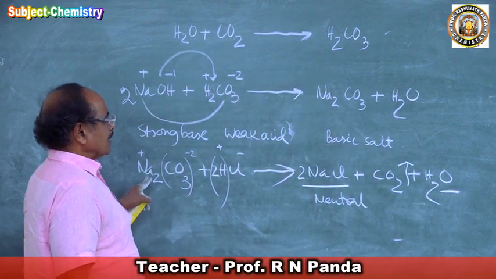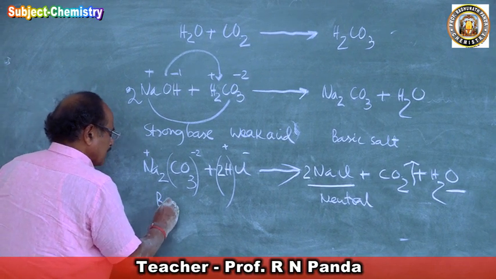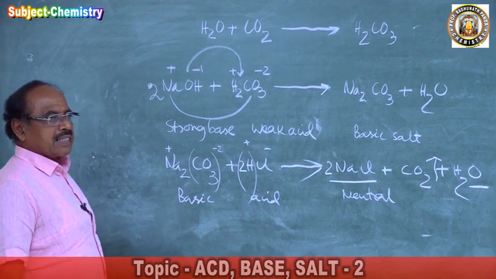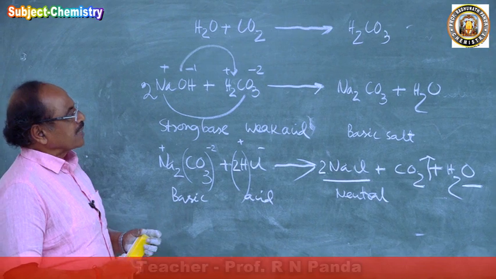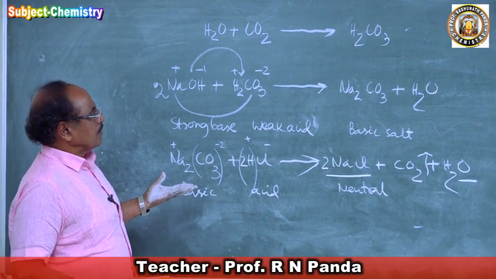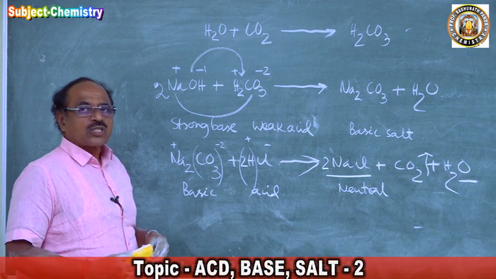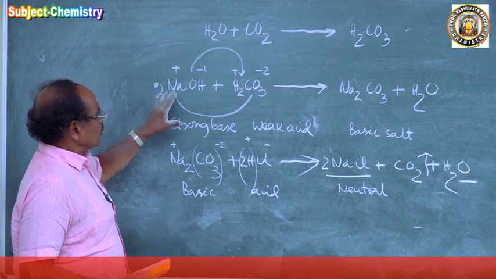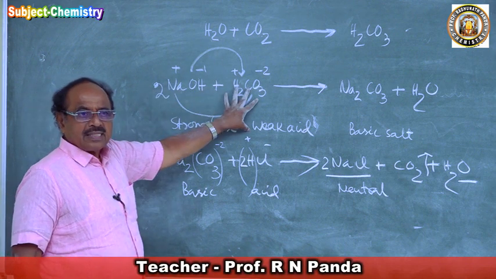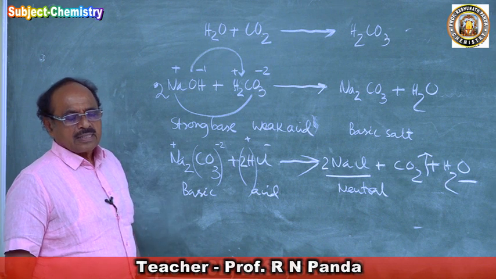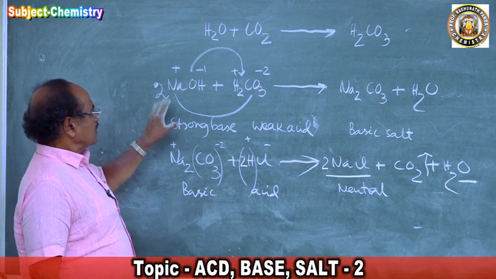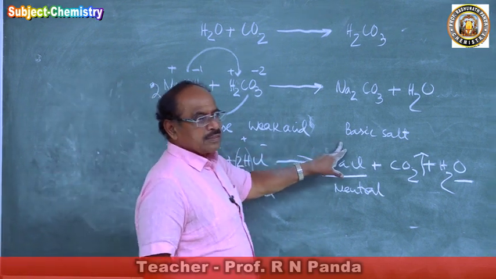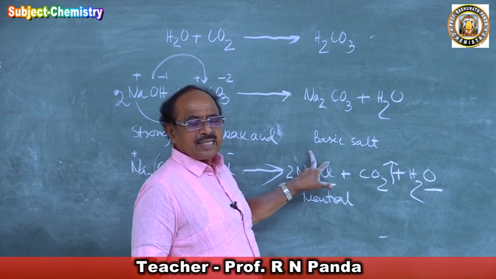So now you will find that this sodium carbonate is basic and this is an acid. Basic and acid, this is the way the reaction takes place. Sodium carbonate is an example. Now I will give an example for forming an acidic salt. When a strong base reacts with a weak acid, the salt formed is a basic salt. The salt formed is a basic salt.